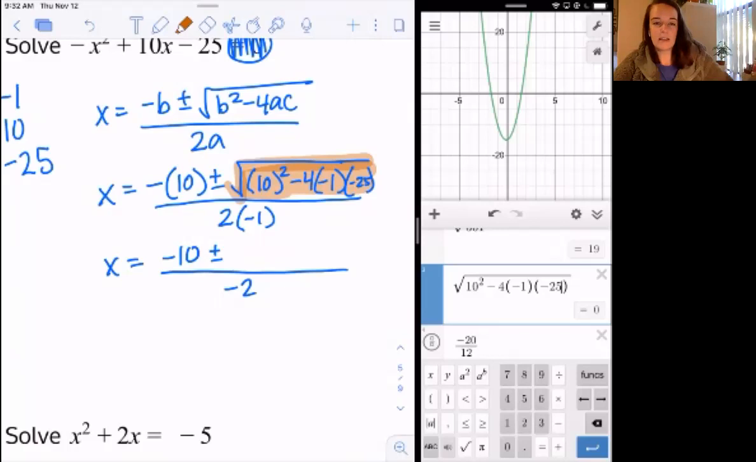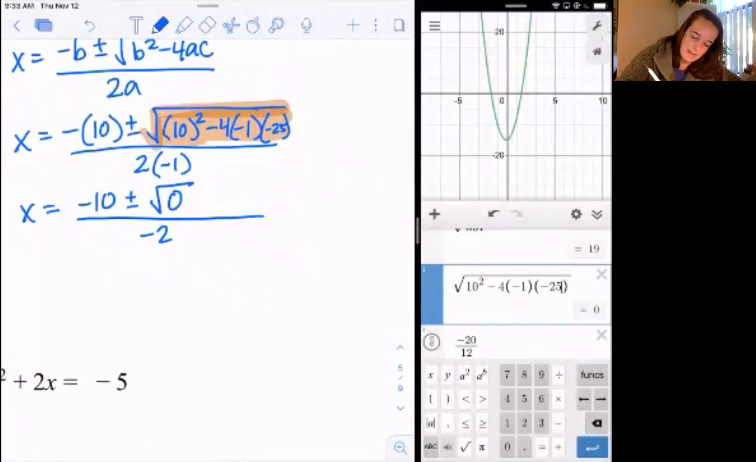Why does that make sense? I'm thinking here that this would be 100, right? 10 squared is 100. And then 4 times 25, that's also 100. And we're subtracting it because negative times the negative times the negative would make a negative. So 100 minus 100, that would be 0. Oh, okay. So I have the square root of 0. What's the square root of 0? Just 0. Yeah, just 0.